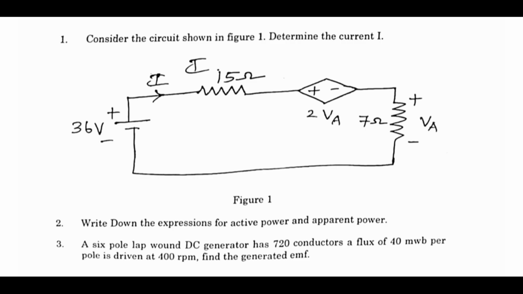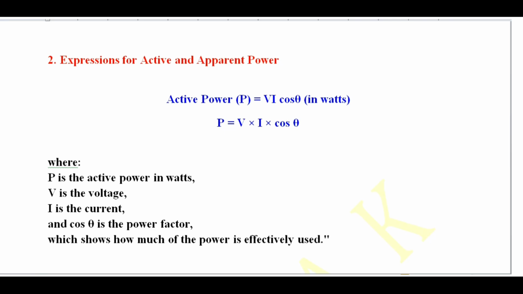Second question is, write down the expression for active power and apparent power. First, active power. It is also called as real power. Active power is a power actually consumed by the load to do useful work, like running a fan or lighting a bulb. It is given by the formula P equals V into I into cos theta, where P is active power. This is the actual power used by the circuit to do work. It is measured in watts.